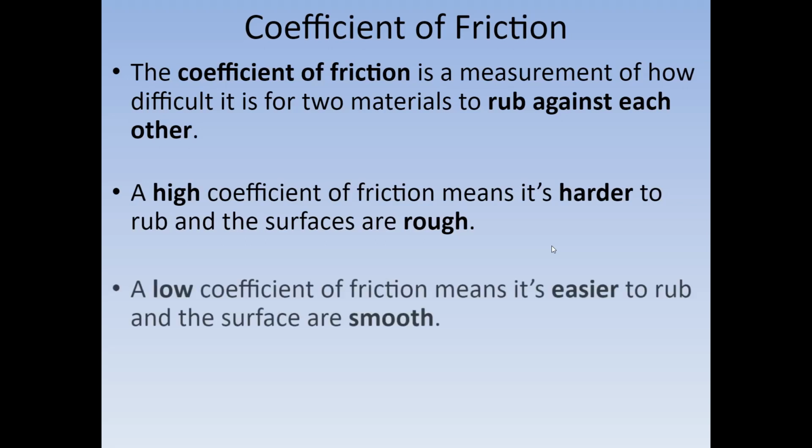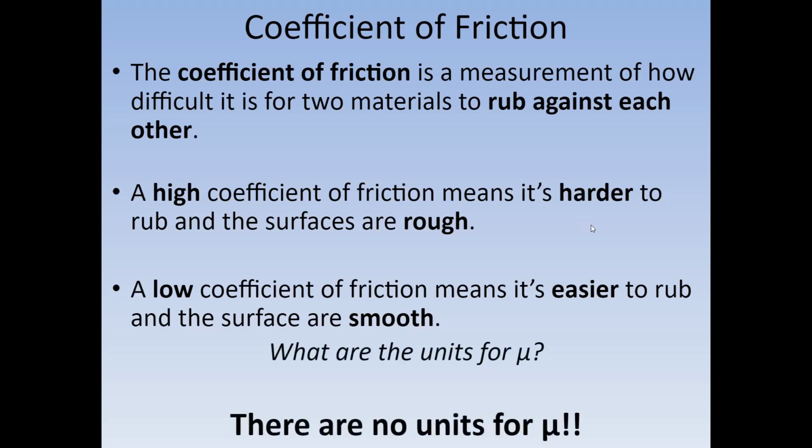So yeah, I kind of mentioned this. High coefficient means that it's harder to rub and it's rough. Low coefficient means it's easier to rub and the surfaces are smooth. There are no units for mu, so if you look back to the equation, it's FF is less than or equal to mu FN. FF and FN are both measured in newtons, so mu is nothing.